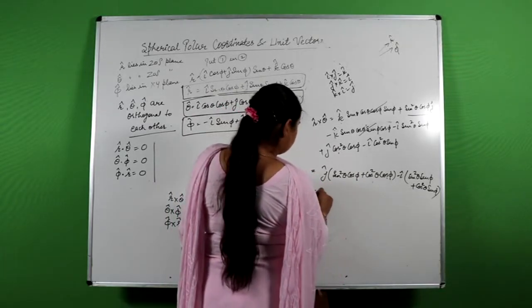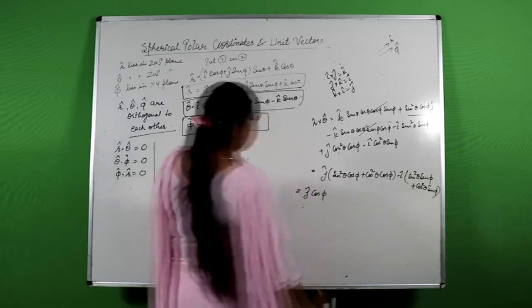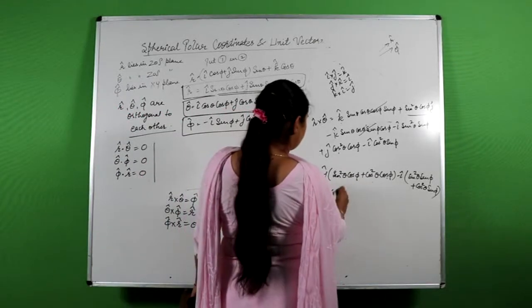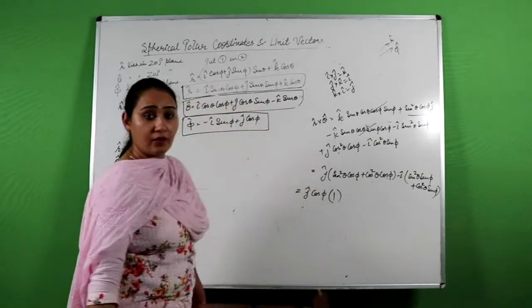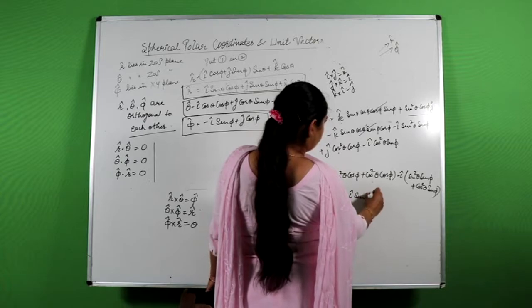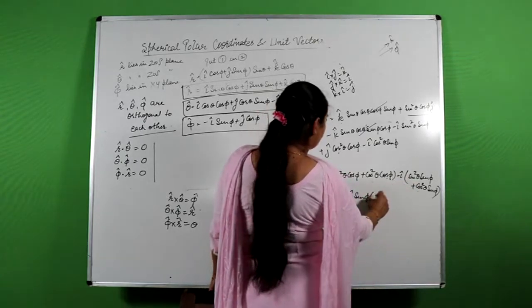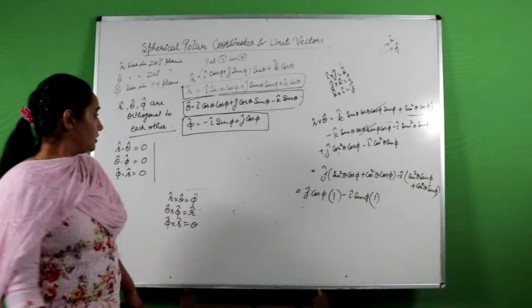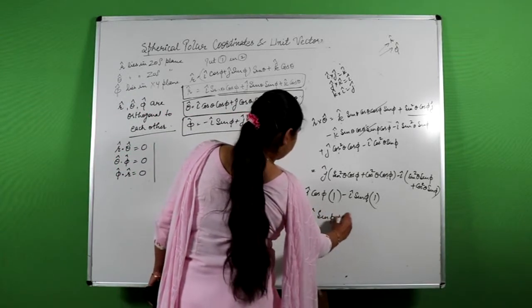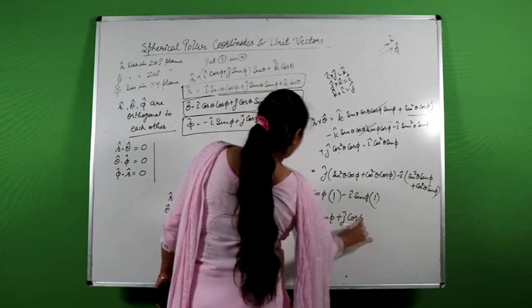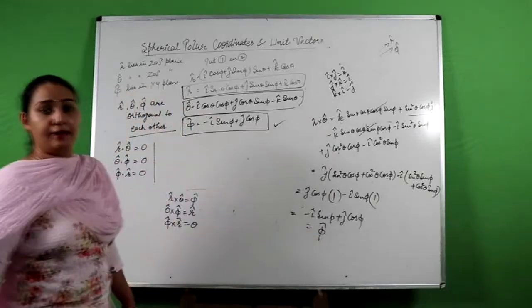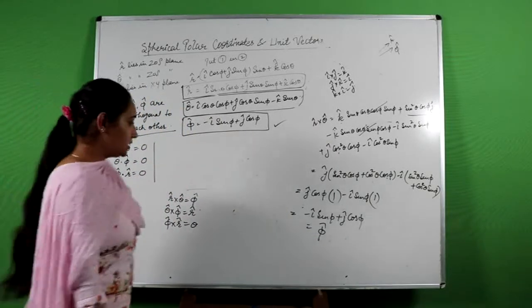Now for j cap, if I take cos phi common, I will get sin square theta plus cos square theta, that is 1, minus i cap sin phi, and this will give me sin square theta plus cos square theta, 1. So I am left with minus i cap sin phi plus j cap cos phi. So this is equal to phi cap, the value of the unit vector phi cap.